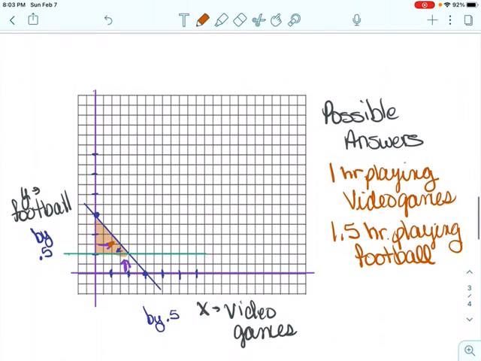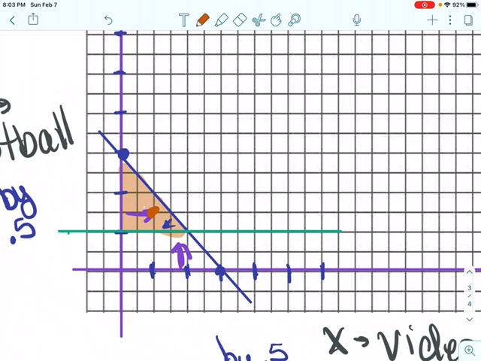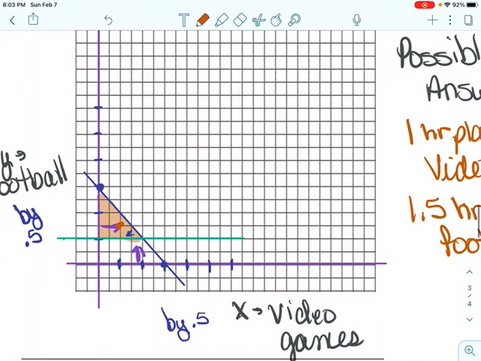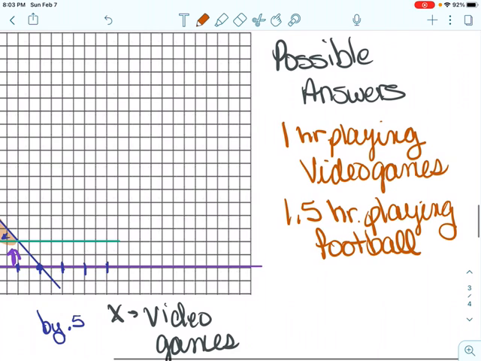So here's my graph. Okay, I went by 0.5, so like every other block was 1. So we could see it a little bit better. So there's my shaded region. And I just picked a point inside. And I got 1 hour playing video games and 1.5 hours playing football.